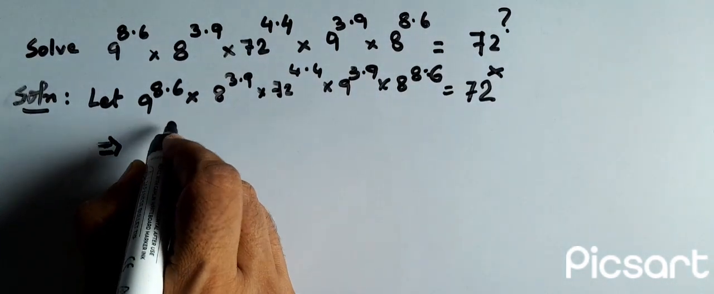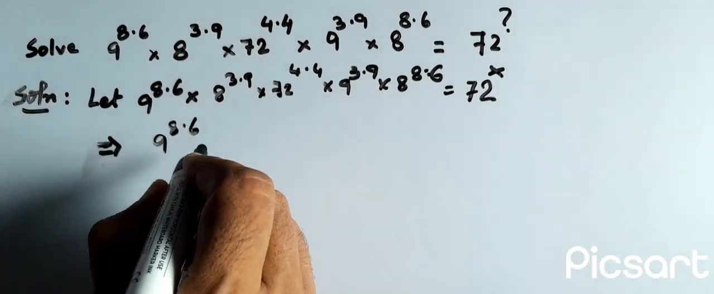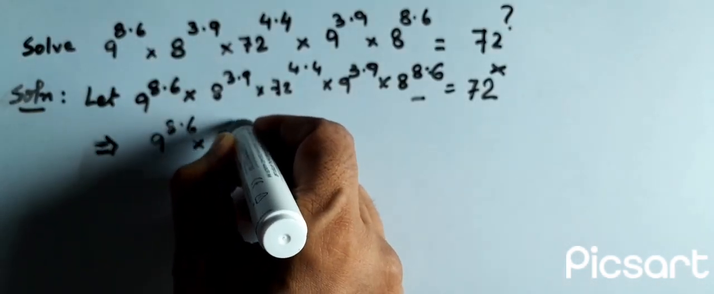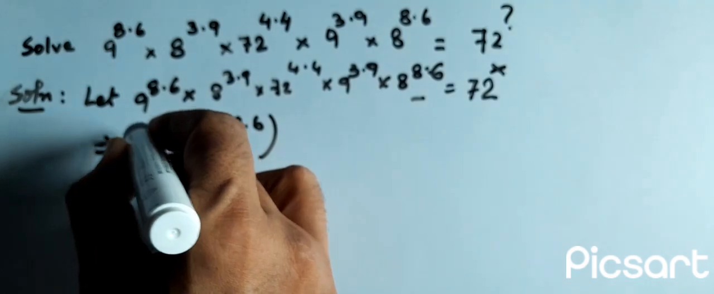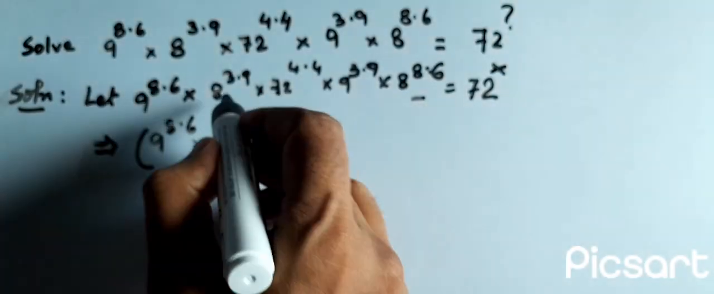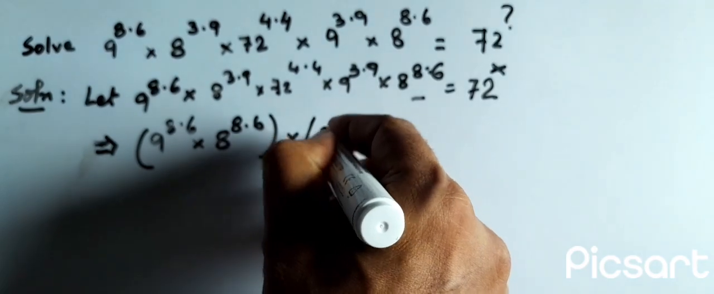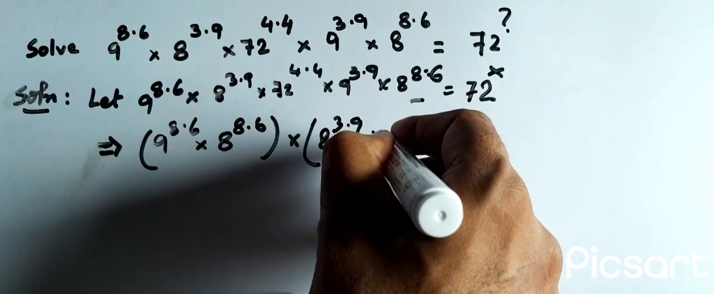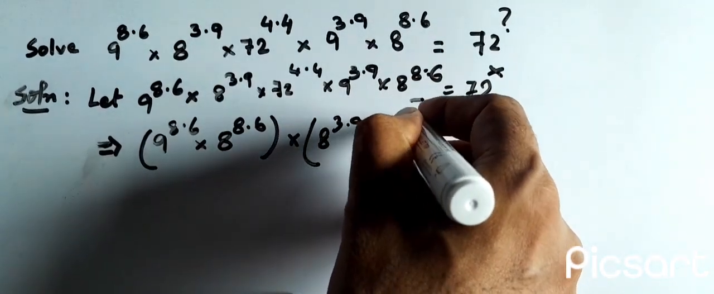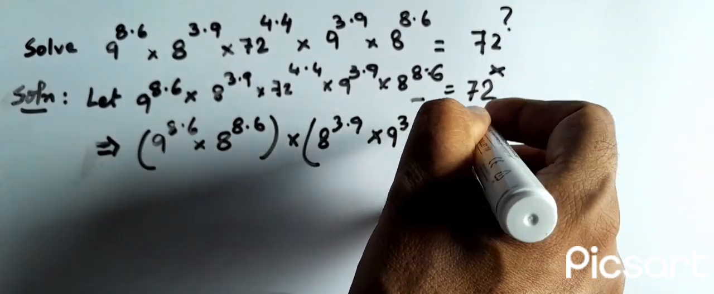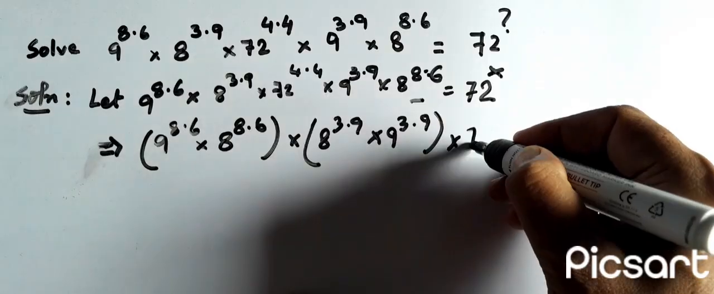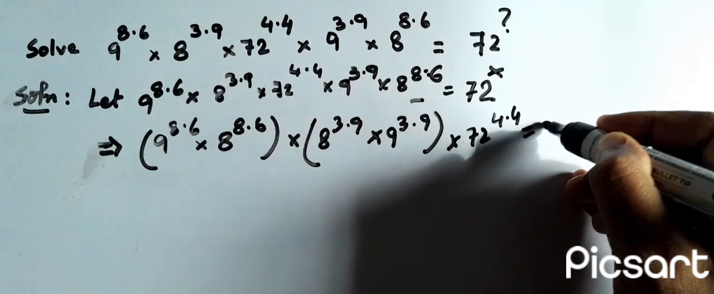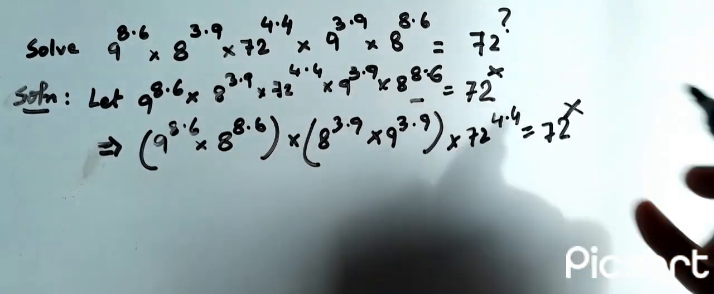Therefore, 9 to the power 8.6 into 8 to the power 8.6 into 8 to the power 3.9 into 9 to the power 3.9 into 72 to the power 4.4. This is equal to 72 to the power x.